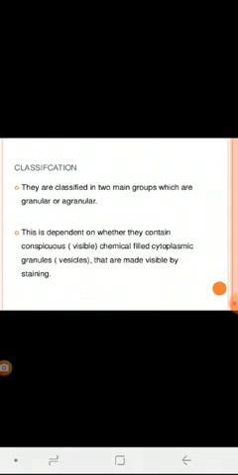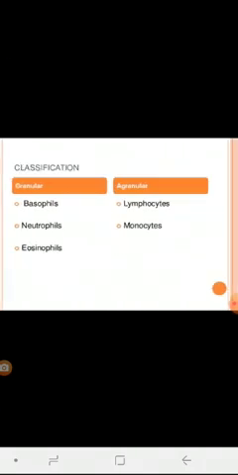They are classified in two main groups, granular and agranular. Granular cells have visible chemical-filled cytoplasmic granules that are made visible with staining. So, the difference between granular and agranular: granular cells are basophils, neutrophils and eosinophils, and agranular cells are lymphocytes and monocytes.